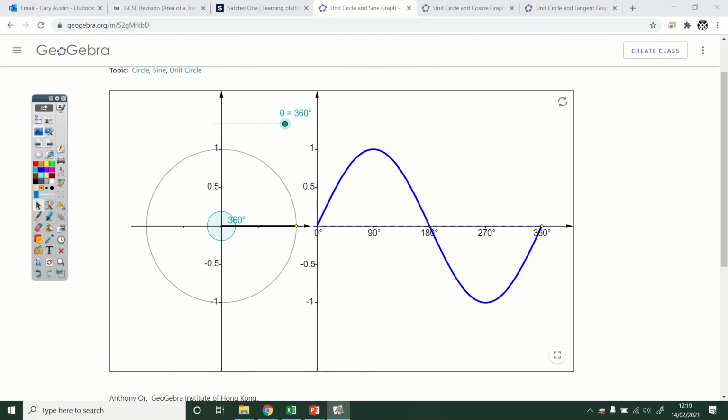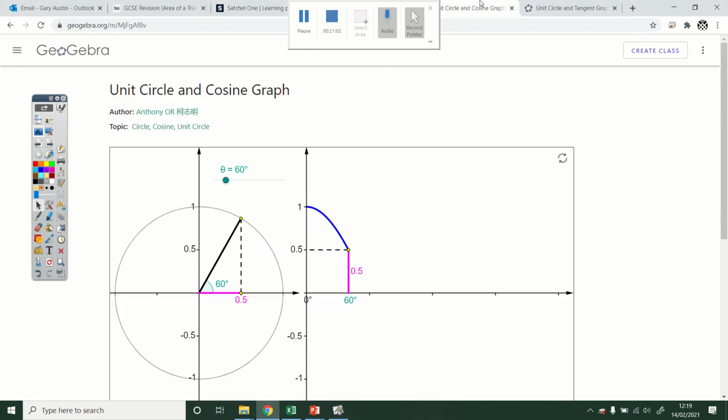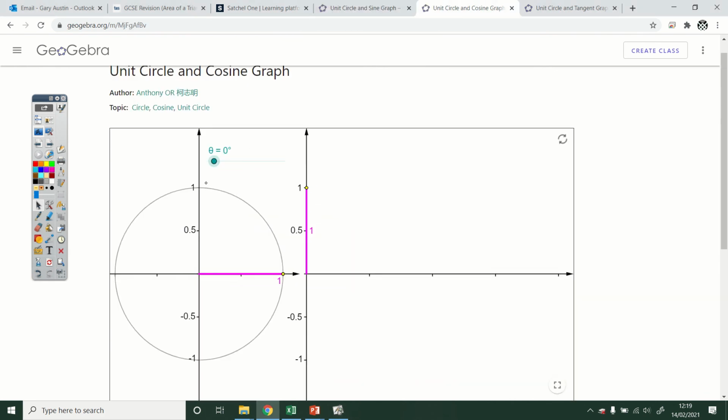Okay, hopefully you've had a chance to think about the same kind of information for the cos graph. I'm going to do the same again now. So here's my cos graph, again using the unit circle. We're starting at theta equals 0, and we're this time plotting the x coordinate as we go around, the width if you like.